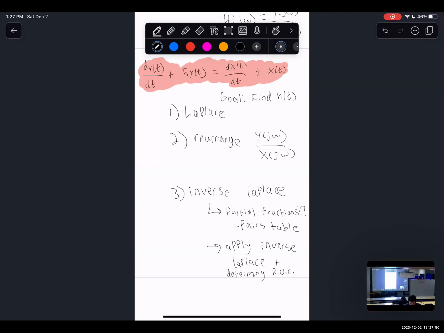Wait, but isn't Laplace the one with the s? Yeah, maybe it to s. What do you mean with the s?